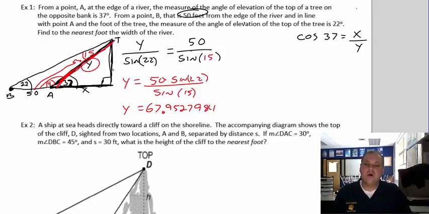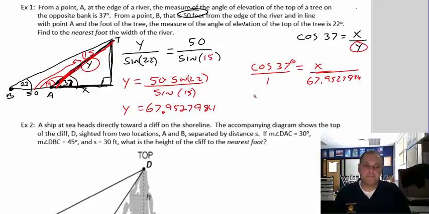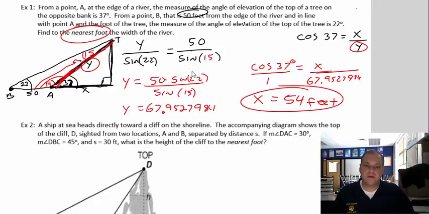So now I know that, and I could plug it in right there. So it's cos 37 equals x over 67.9527984. And then, of course, you just cross multiply. And it says nearest foot. So to the nearest foot, you multiply those across, and it comes out to be 54 feet. 54 feet. All right.